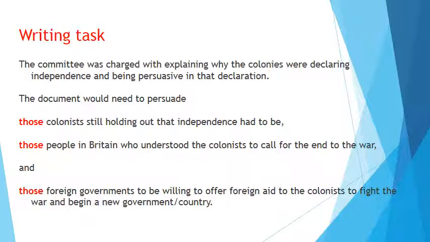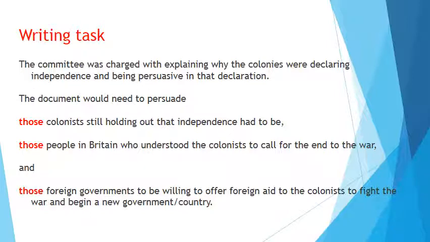The harder part was that they had to persuade three different groups of people in that declaration for different reasons. The document would need to persuade those colonists who were still loyal to the mother country. Remember what we talked about in terms of Thomas Paine and Common Sense. He persuaded a lot of the colonists that their loyalty is no longer merited, that Great Britain doesn't deserve it anymore. But there were still those people who believed that we should make up with Great Britain, as in the Olive Branch Petition. So they had to be persuaded that independence was the way to go.